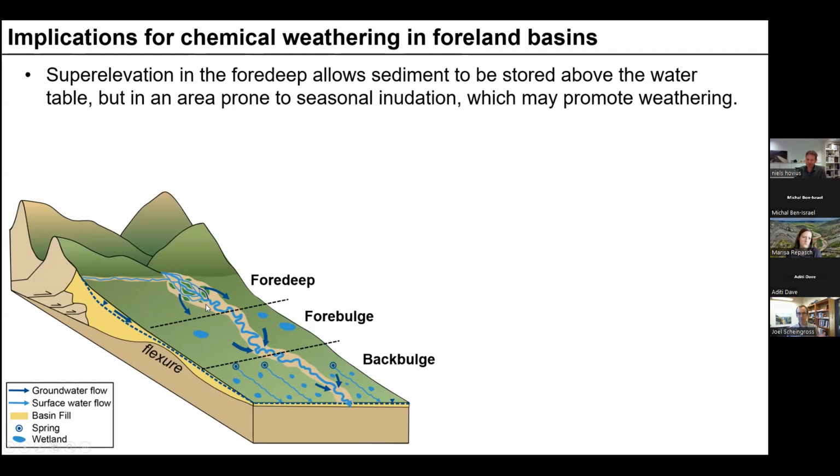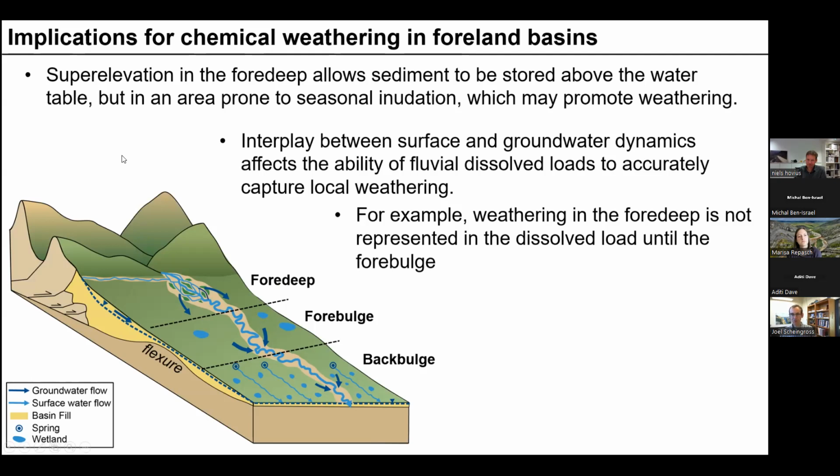And if I compare the geochemistry between those two samples, I can measure the amount of weathering happening along this transect, because we assume that rivers nicely integrate what's happening above them. And this is an example of where that approach would break down. There's this really rich interplay between surface and groundwater dynamics that affects the ability of fluvial dissolved loads to really accurately capture local weathering.